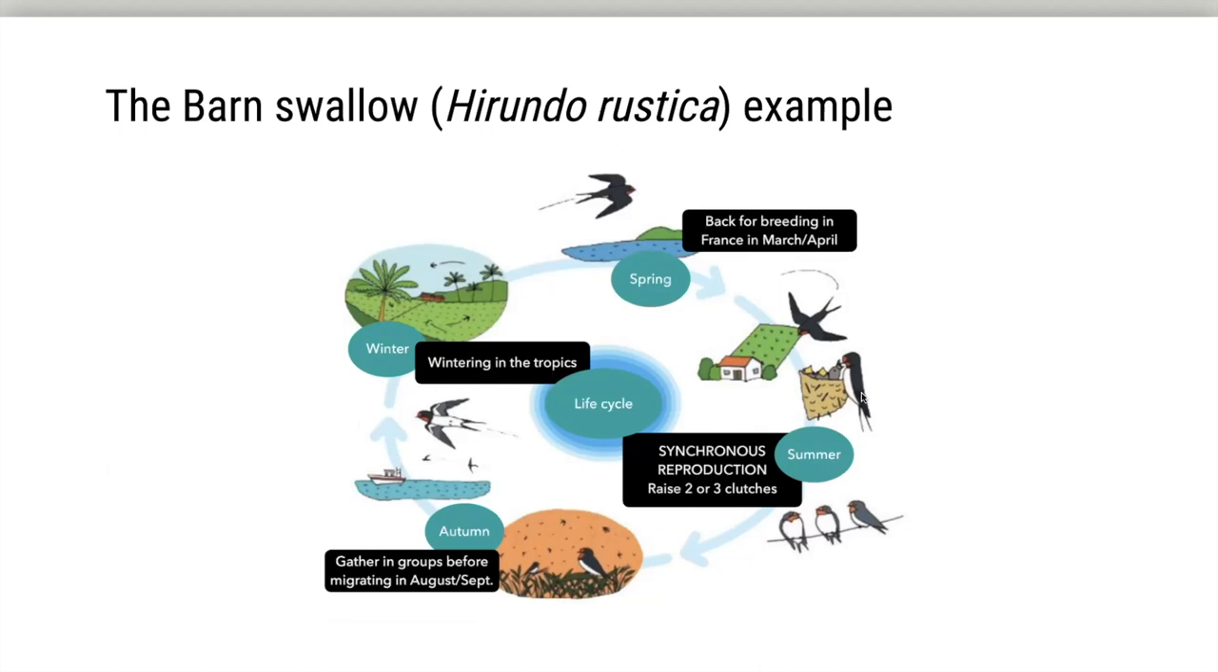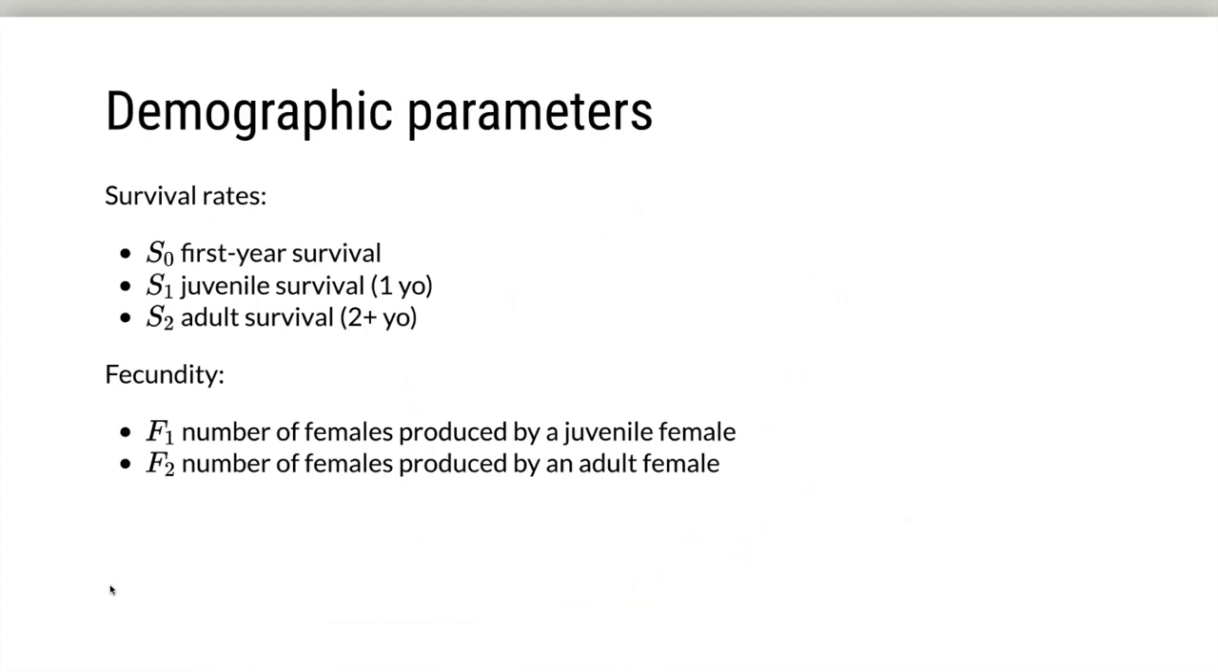Then in autumn, we usually see them gathering in flocks before they migrate again to their wintering areas, and they come back the year after, and they breed all together the year after, etc. So we can summarize the life cycle of the barn swallow using five demographic rates. So we have S0. That is the survival rate of individuals from birth to their first birthday, so first year survival.